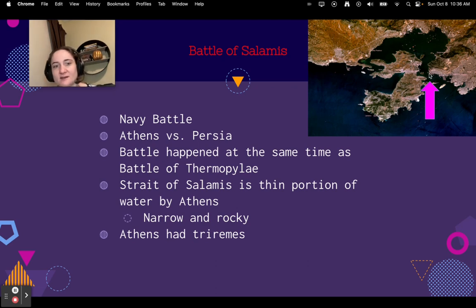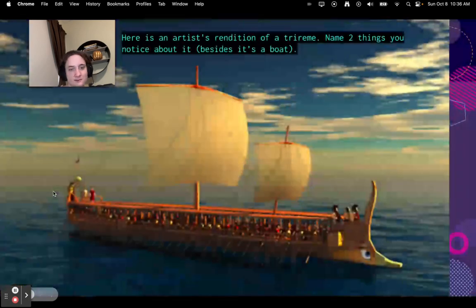You can see right here, it's in the Strait of Salamis. So you can see it's just this narrow, kind of windy sea passage, and Athens is just up here to the north. The battle was happening at the same time as the Battle of Thermopylae. It's very narrow and rocky at the Battle of Salamis. But Athens had one thing that the Persians did not, and that's something called the triremes.